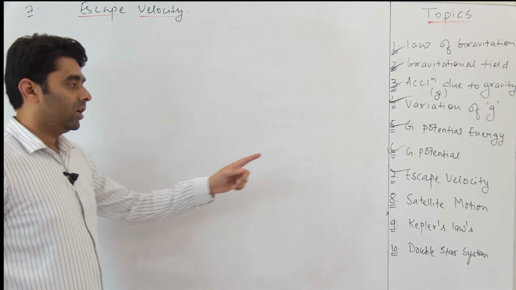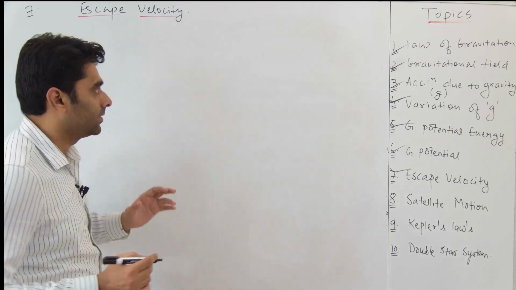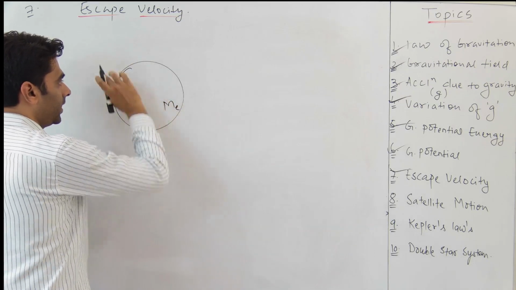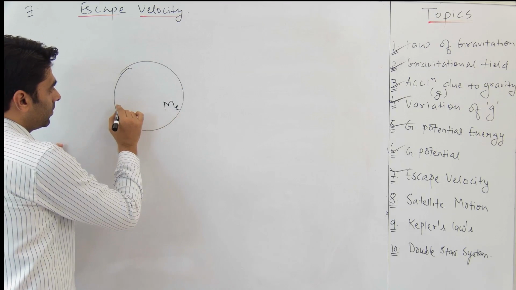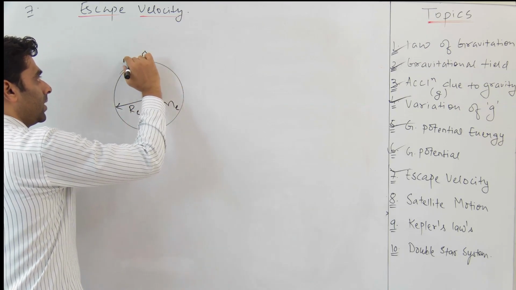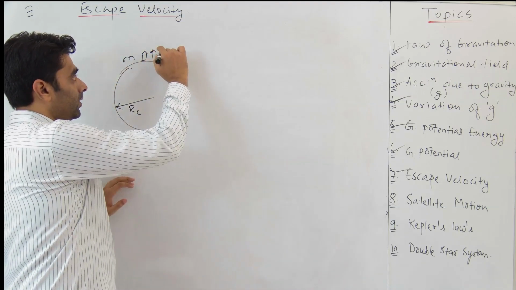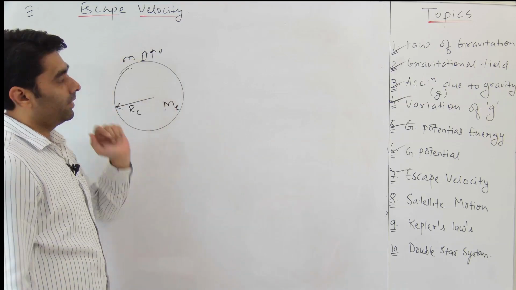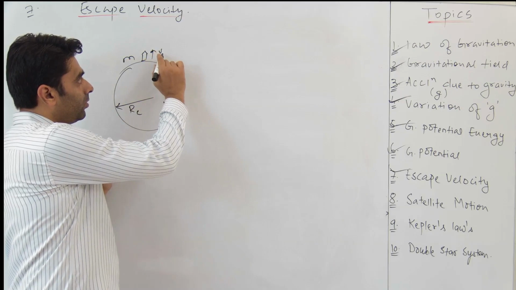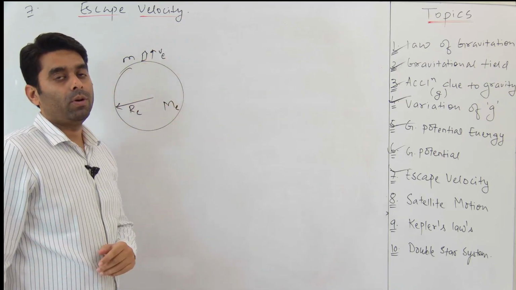Okay, so now we are discussing escape velocity. What is escape velocity? First of all, let's consider a situation. Let's say we are considering Earth, where Me is the mass of Earth and Re is the radius of Earth. A particle or body of mass small m is there and it is being given some speed v. Obviously it will go away from the surface. So what is escape velocity? Escape velocity is the minimum speed that should be given to a body on the surface such that it leaves the gravitational pull of the Earth.